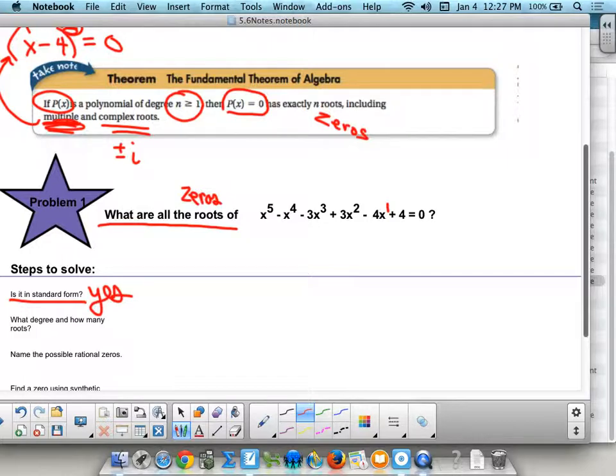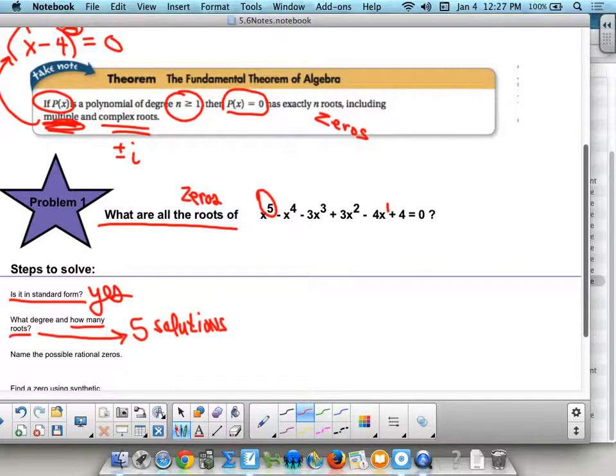Okay, next up. What degree is that polynomial? Fifth. It's quintic. It's a 5th degree, it's quintic. What does that mean? How many solutions? That's what roots are. 5. Okay, let's come over here and write 5 solutions. So what do you really know right now about that equation? There's 5 answers. That helps because I like to know all 5 answers.